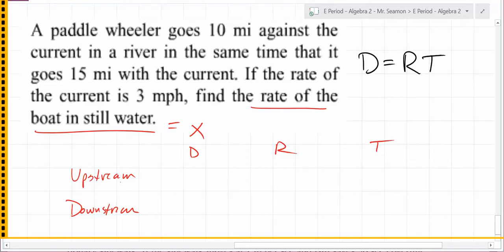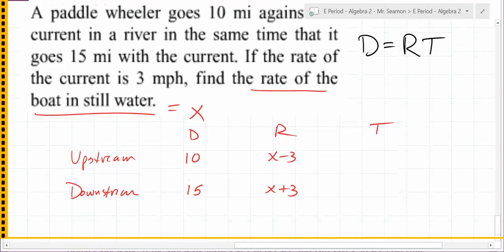What's the distance going upstream? It tells us: 10. What's the distance downstream? 15. What's the rate going upstream going to be? Again, so minus. A minus, so it's going to be R, what? Minus 3. And what is it downstream? Oh, no, we used X, right? X, yeah, sorry. X minus 3 and X plus 3.